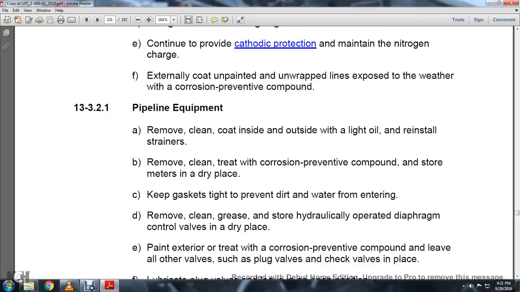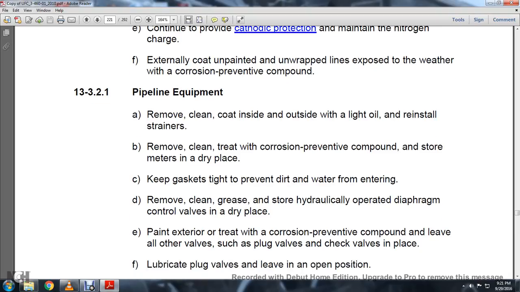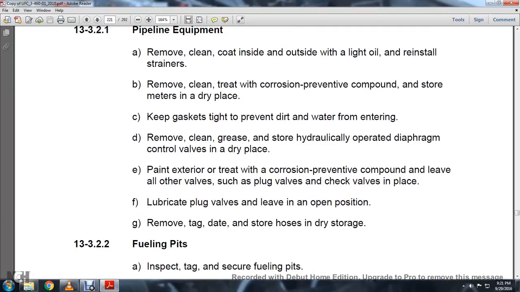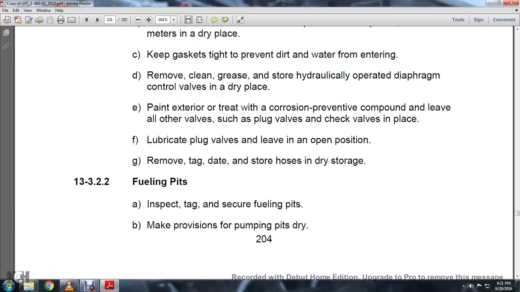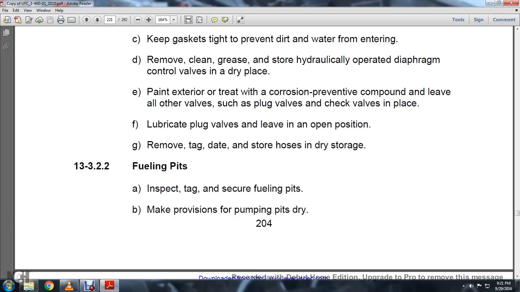13.3.2.1 Pipeline equipment. Remove, clean, and coat the outside with light oil, and reinstall the strainer. Remove meters, clean them, and treat them with a corrosion preventive compound. Store the meters in a dry place. Keep the gaskets tight to prevent water entering. Remove, clean, and grease hydraulically operated diaphragm control valves and store them in a dry place. Paint the exterior with a corrosion preventive compound. Leave all other valves, such as plug valves and check valves, in place. Lubricate the plug valves and leave them in the open position. Remove the tag and date. Store hoses in a dry station.